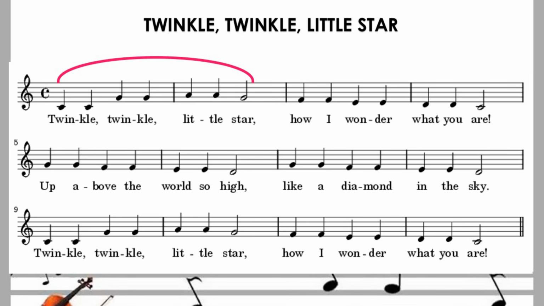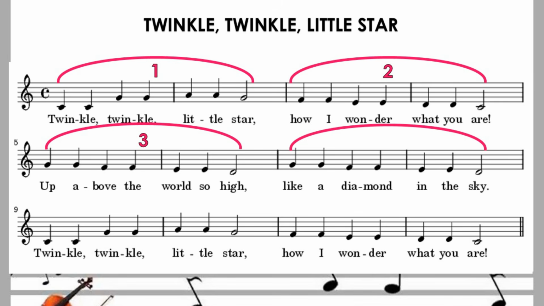The second musical phrase of this song is, how I wonder what you are. The third musical phrase is, up above the world so high. The fourth musical phrase is, like a diamond in the sky. The fifth musical phrase is, twinkle twinkle little star. And the last musical phrase is, how I wonder what you are.